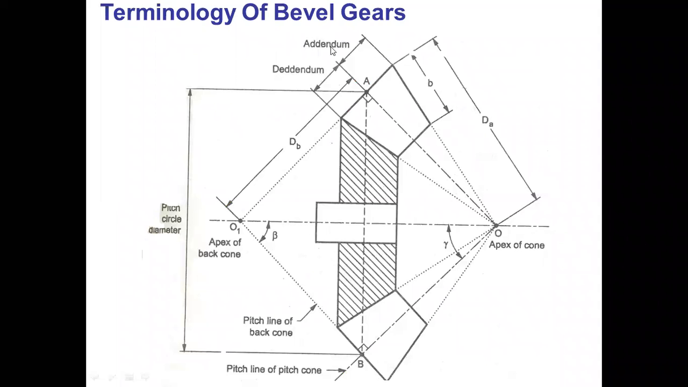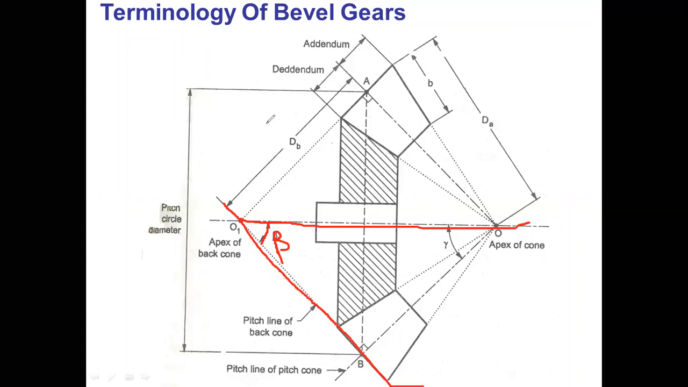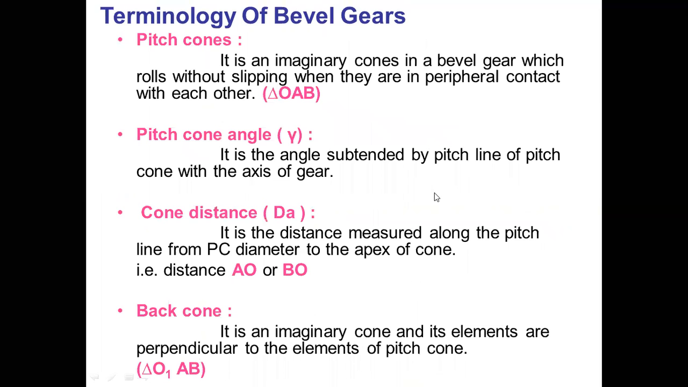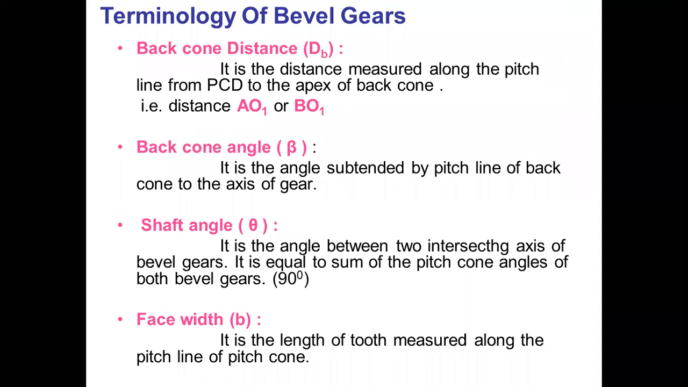Back cone angle is the angle between this back cone line and the axis of the gear, and this is denoted by beta. This is called the back cone angle. The pitch cone angle is denoted by gamma, and the back cone angle is denoted by beta.